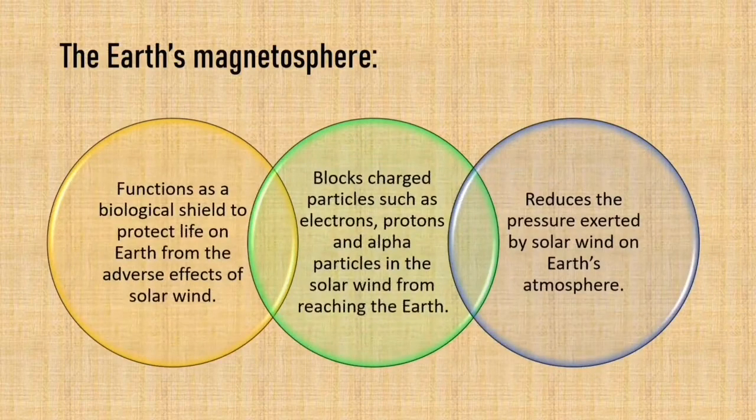The Earth magnetosphere functions as a biological shield to protect life on Earth from the adverse effects of solar wind. Apart from that, the Earth magnetosphere also blocks charged particles such as electrons, protons, and alpha particles in the solar wind from reaching the Earth. Last but not least, the Earth magnetosphere reduces the pressure exerted by solar wind on Earth's atmosphere.